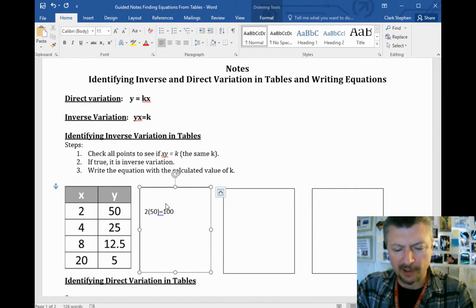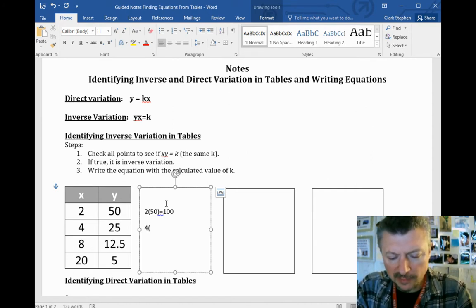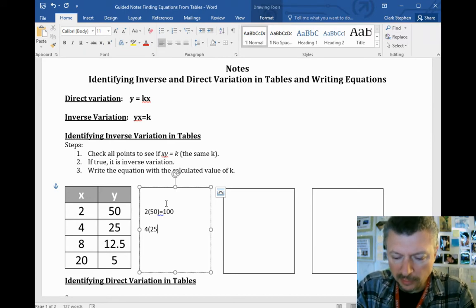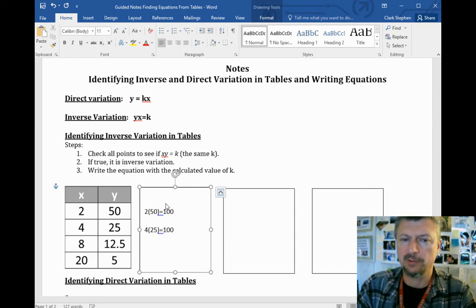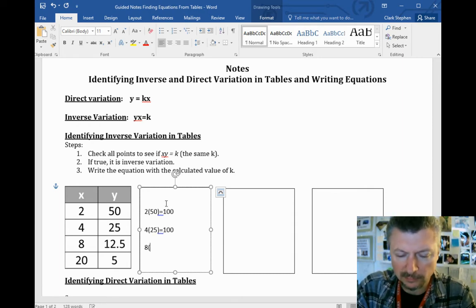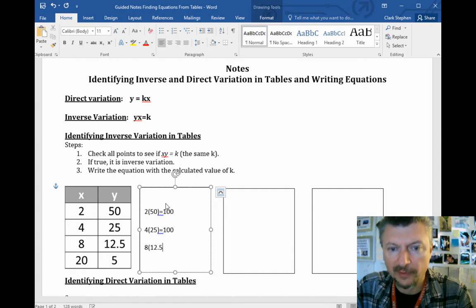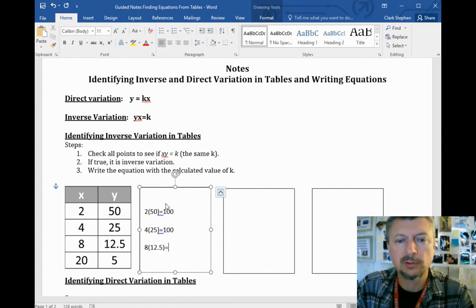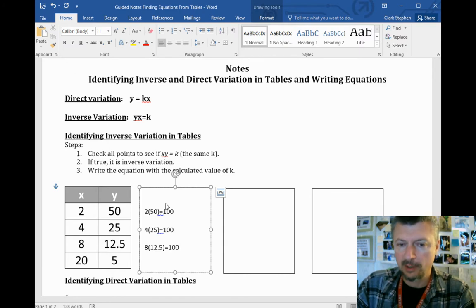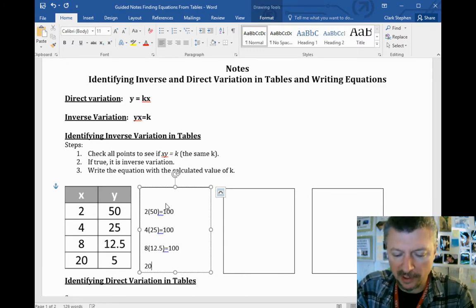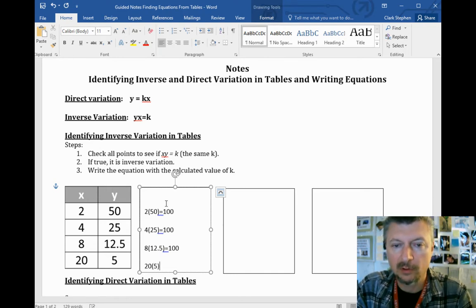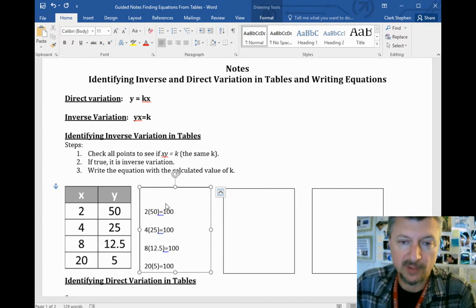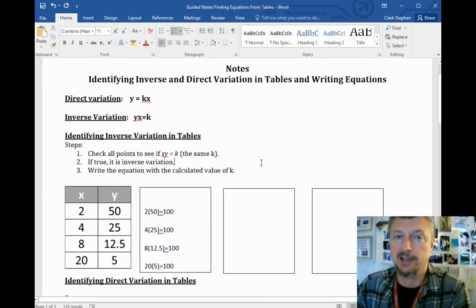You have 4 and 25. 4 times 25 equals 100 again. I want to make sure all of them equal 100. 8 times 12.5 equals 100. And as you know, 20 times 5 also equals 100. Okay, so now you found what the constant is. The constant, as you may have guessed, is 100.